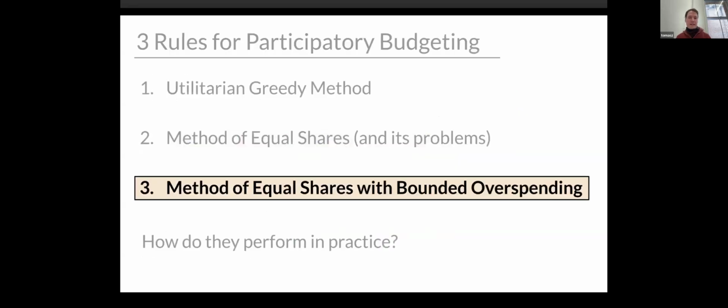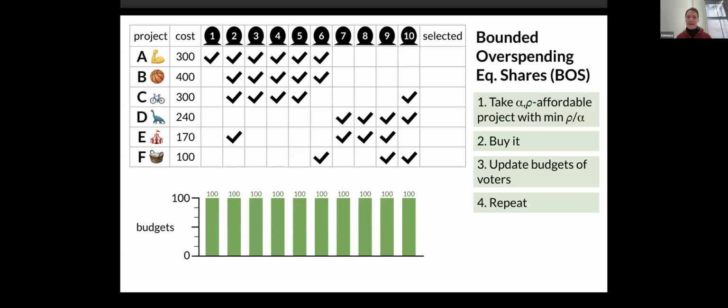And one of the fixes is exactly the method of equal shares with bounded overspending that I will introduce now. It works very much similar to standard equal shares. However, sometimes we allow the voters to spend more of their budgets than what they have. And if we are doing something like this, then we will put some penalty on the rho by which we are comparing the projects, and this penalty will be higher if they have to overspend more of their budget. I will explain it in detail in the example in a moment.